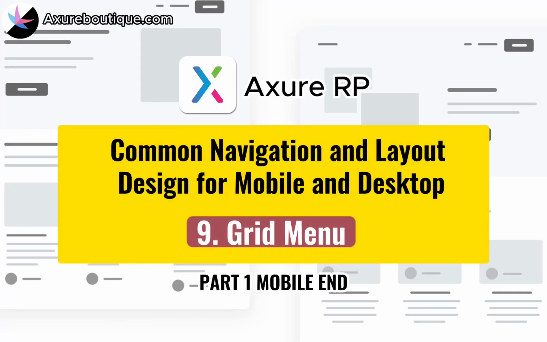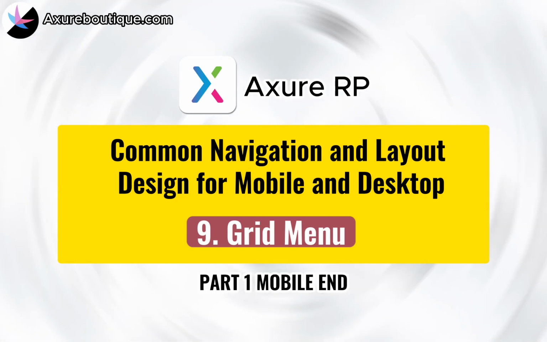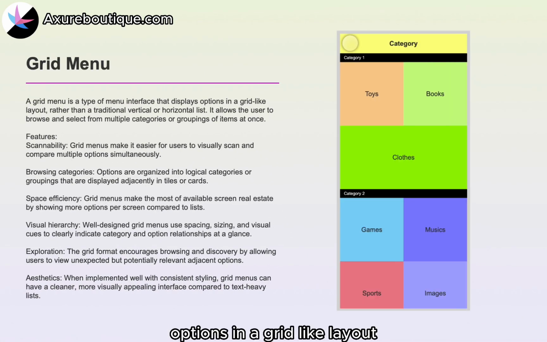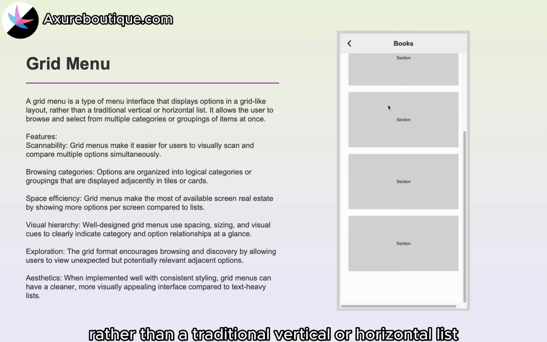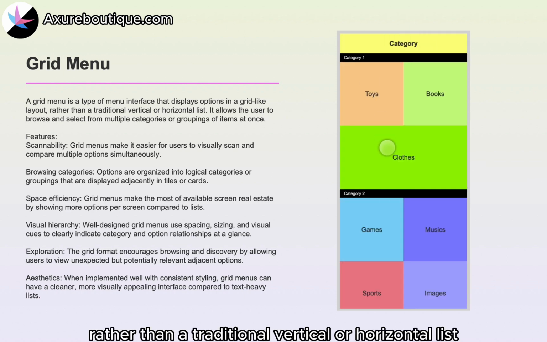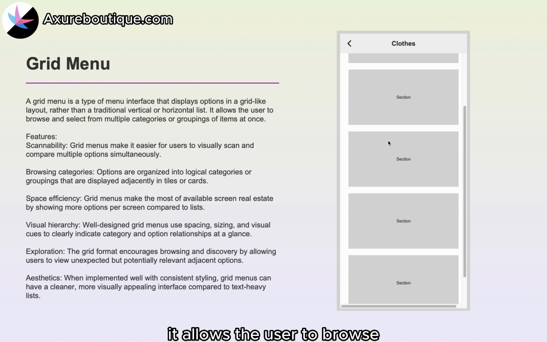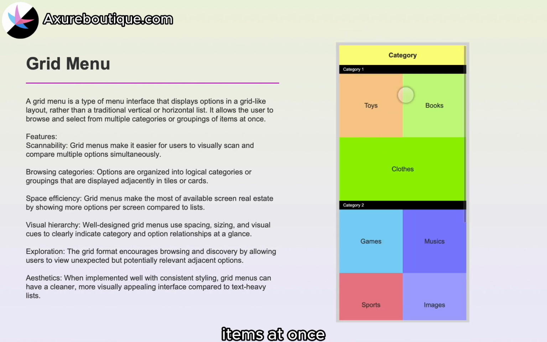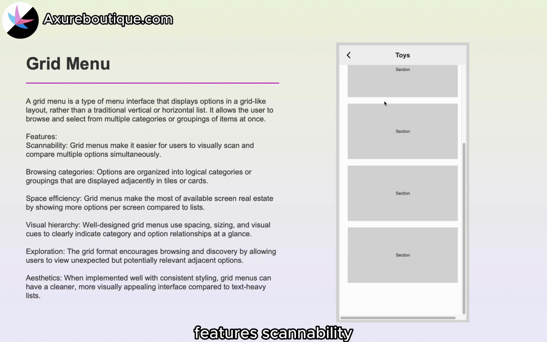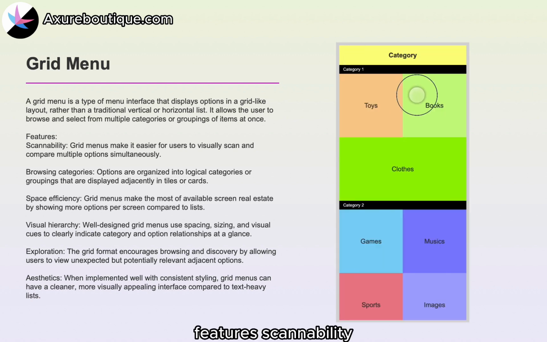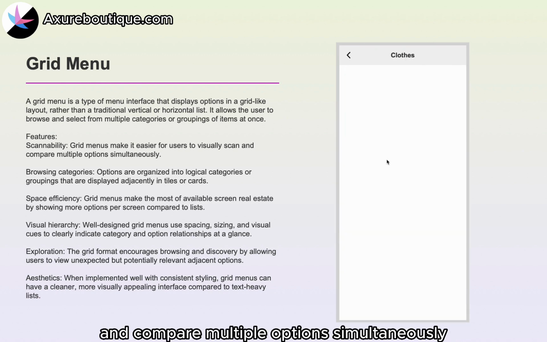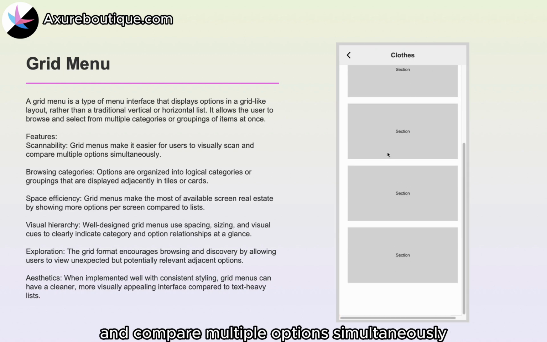Today, let's learn how to create a grid menu navigation. A grid menu is a type of menu interface that displays options in a grid-like layout rather than a traditional vertical or horizontal list. It allows the user to browse and select from multiple categories or groupings of items at once. Features: Scannability. Grid menus make it easier for users to visually scan and compare multiple options simultaneously.